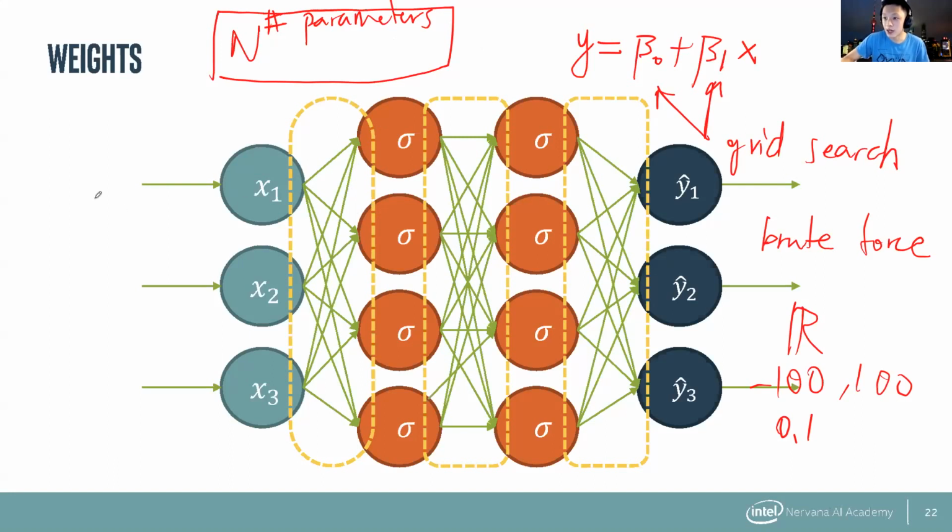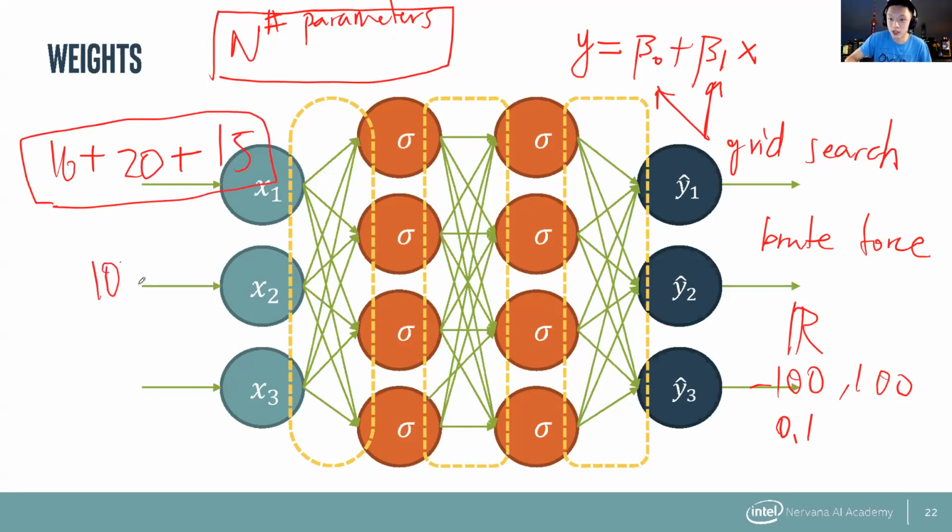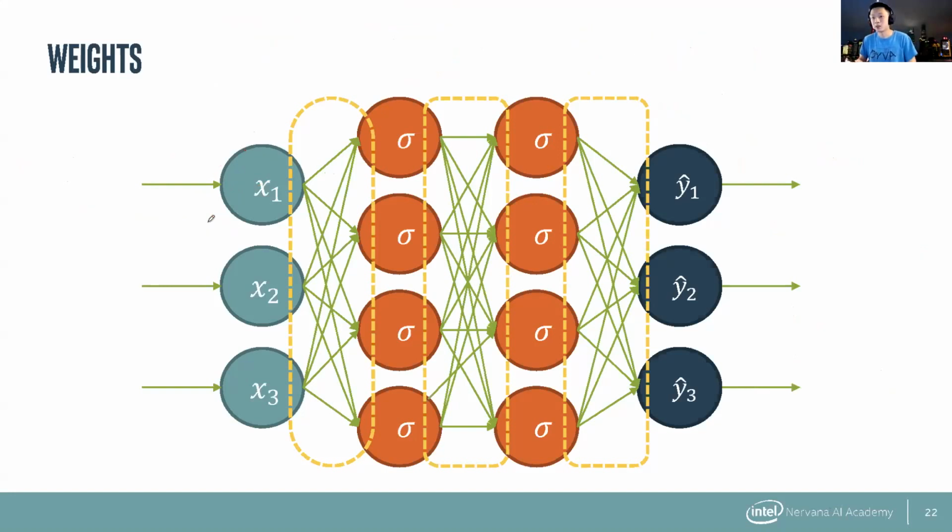And in this case, our model has 16 plus 20 plus, should be 15, I think. Yeah, plus 15 parameters. And so this is a very, very big number if you consider 100 to the 16 plus 20 plus 15. So brute force is a very, very bad idea here. So we need a smart way to figure out what all of these weights are.